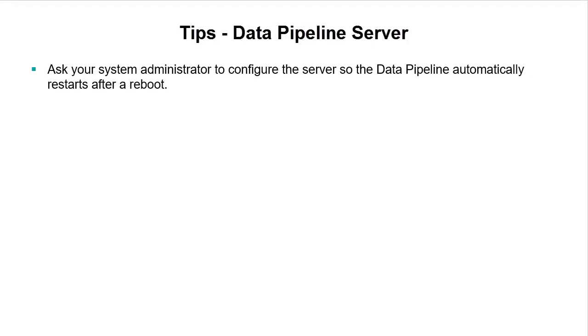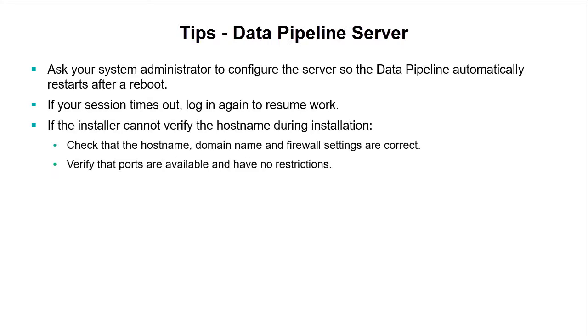These tips will help you troubleshoot the data pipeline server software. The system administrator should configure the server to start the data pipeline automatically after a server reboot. If there's no activity for half an hour, sessions time out. Log in again to resume your work.